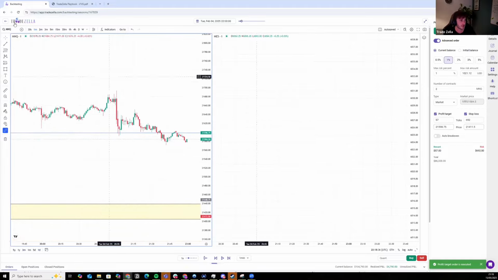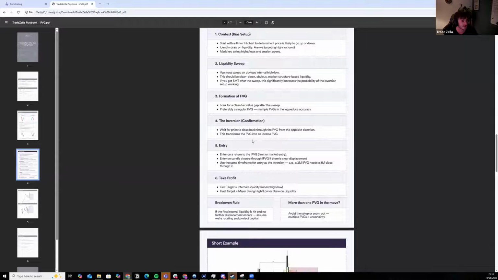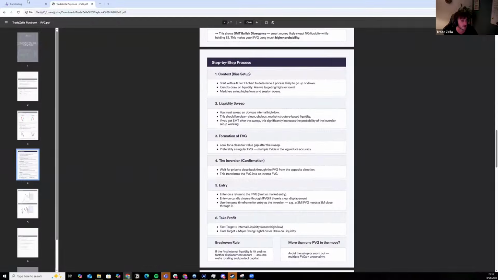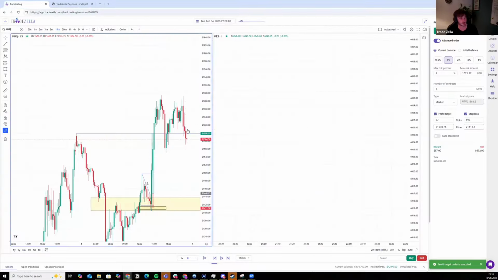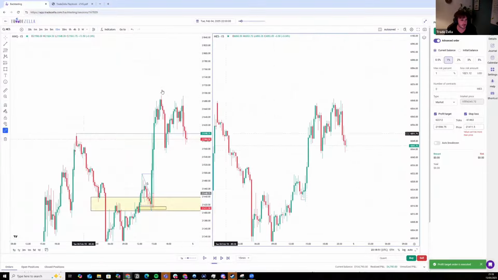All right. So we're backtesting it together, and I'm following this checklist. The trades that I'm taking are following this checklist, along with a few tips from myself, of course. But by the end of the day, you'll know whether it works or not. So, what do we have here?